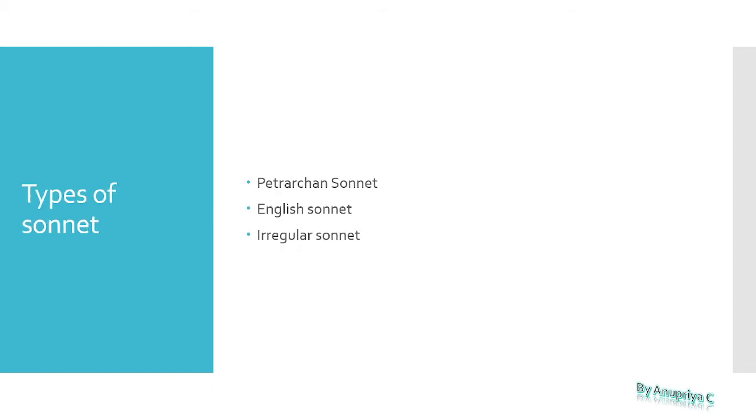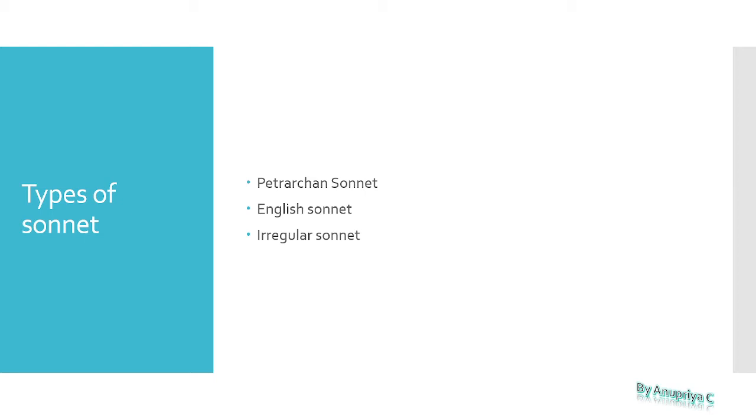Moving on, we'll look at the types of sonnet. So what are the major types of sonnet? The Petrarchian sonnet, the English sonnet, and the irregular sonnet. The Petrarchian sonnet is nothing but the form that was written and popularized by Petrarch. Now, this was the major source from which two young poets like Wyatt and Surrey brought this form to England. Now, the English sonnet is the English version of sonnet.